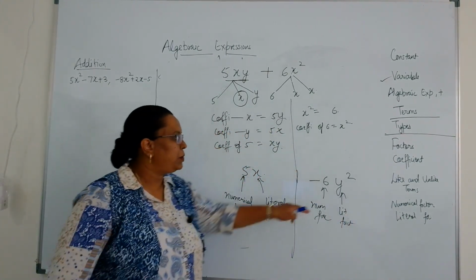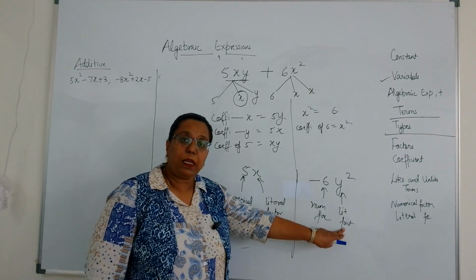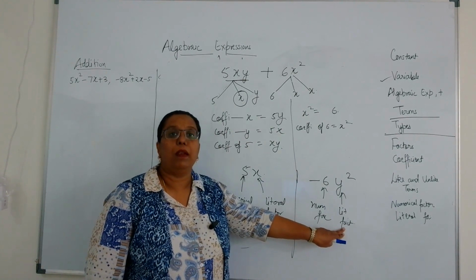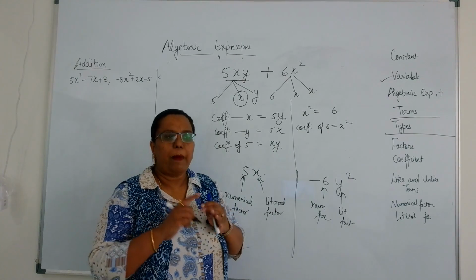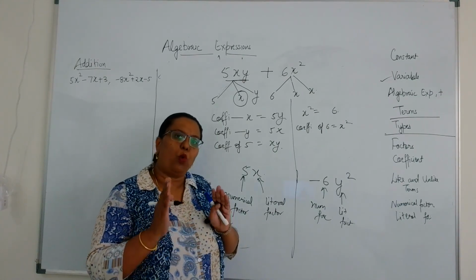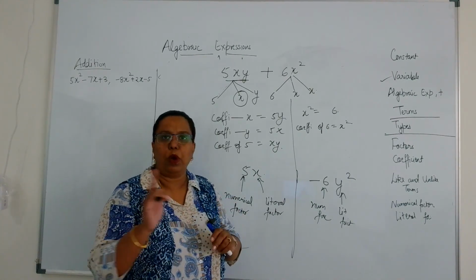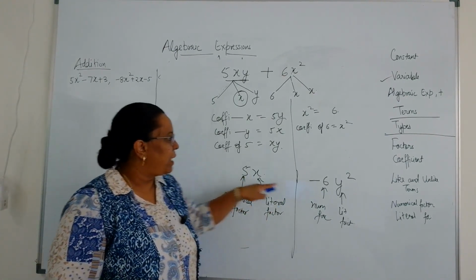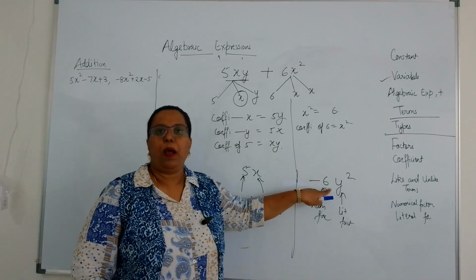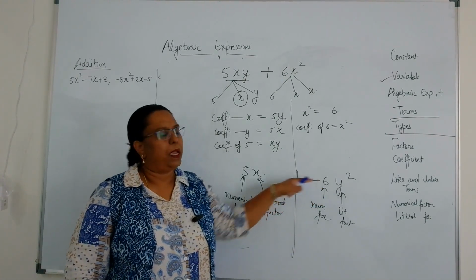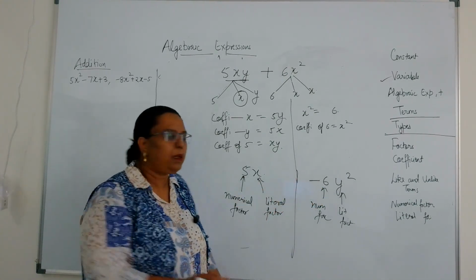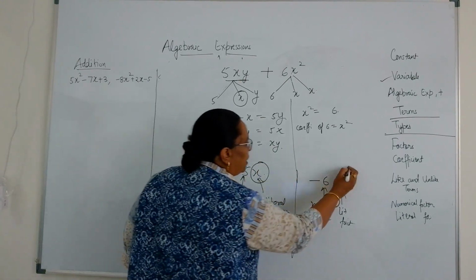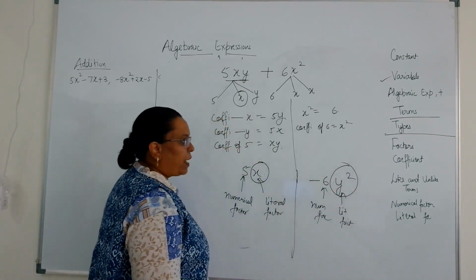So, terms in which the literal factors are the same are known as like terms. We can add or subtract only the like terms, not the unlike terms. If I say 5x and minus 6y square, are they like terms? No, they are unlike terms. Reason? They have a different literal factor.